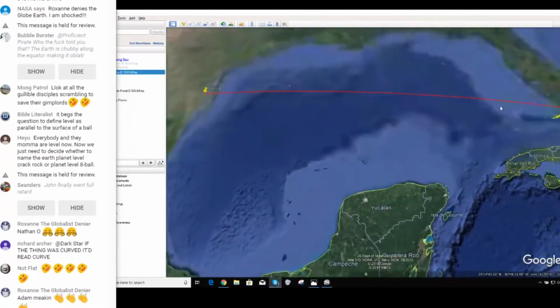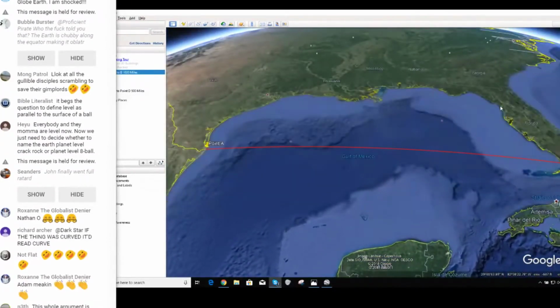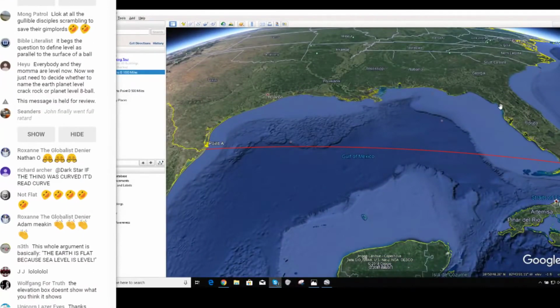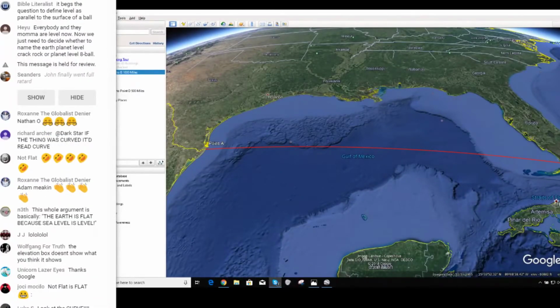Want to see drop? I'll show you drop. A 5,000-foot elevation, 50 miles away from the shore, should be a 0.9 degree drop. However, we measure 1.7 degrees. That is curvature. Go ahead. Disprove that. Okay, no worries.